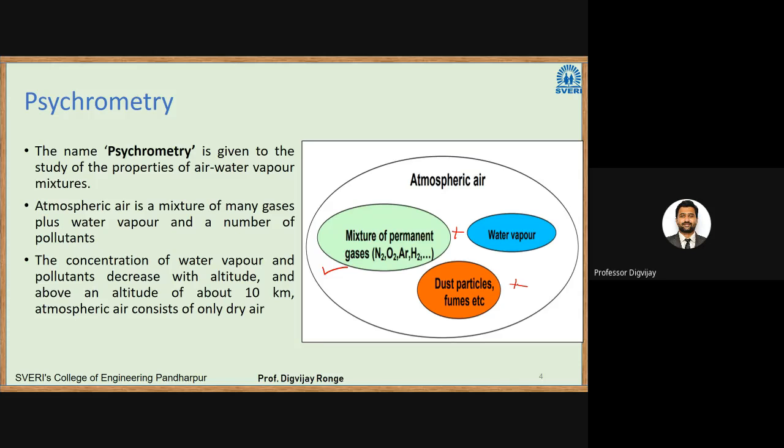Up to some level from the ground, around 10 kilometers from mean sea level, you will get all this mixture. But as the level from the mean sea level increases, the concentration of dust particles and water vapor decreases, and at around 10 kilometers from the ground, you will get only dry air, right?